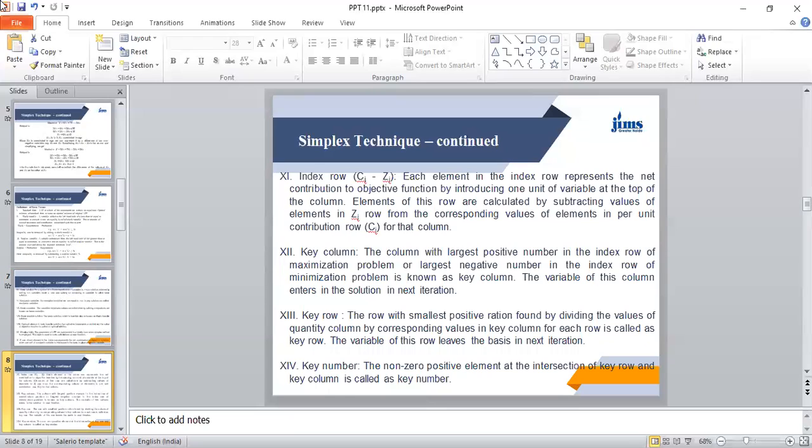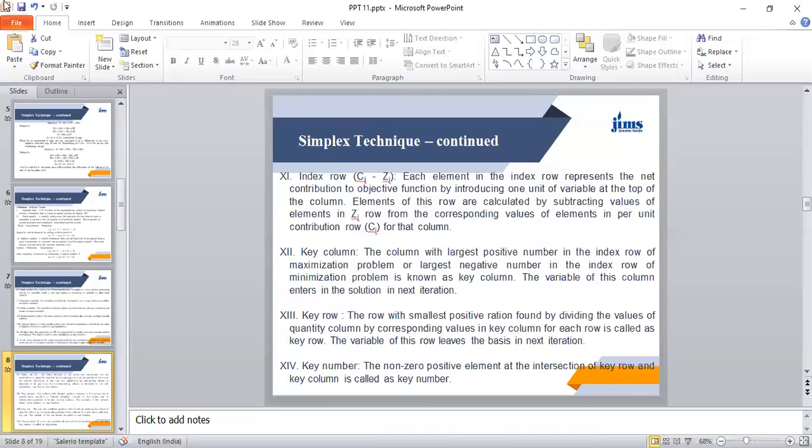What is the key column? The column with the largest positive number in the index row of a maximization problem, or the largest negative number in the index row of a minimization problem, is known as the key column. The variable of this column will enter the solution in the next iteration.